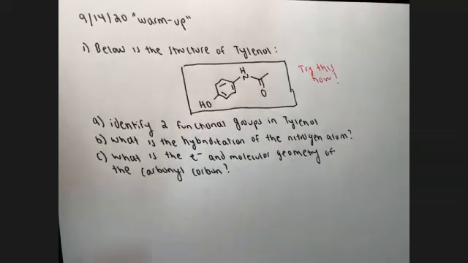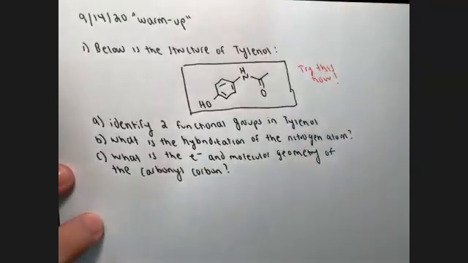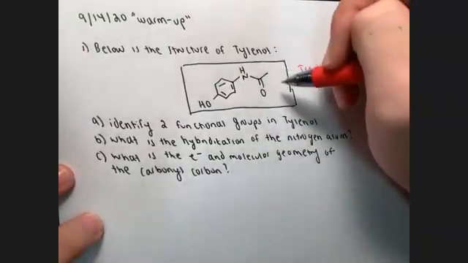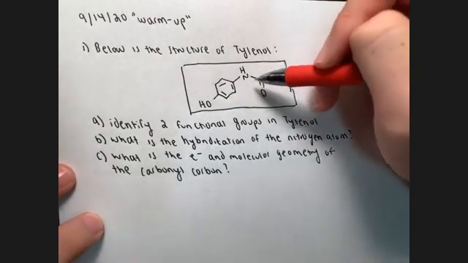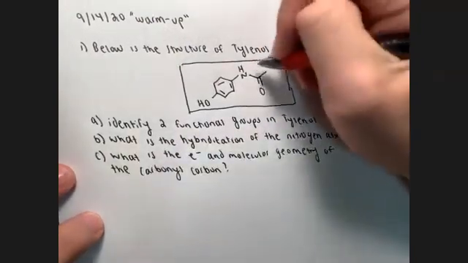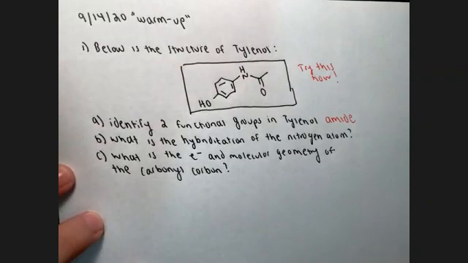Okay, so first we're identifying two functional groups. First, I see I have this nitrogen atom, and adjacent to it I have this carbon-oxygen double bond. That carbon-oxygen double bond is called a carbonyl. And when I have a carbonyl with this nitrogen, this whole group is called an amide. So I definitely see an amide present. Okay, that's easy. And then I see something else.